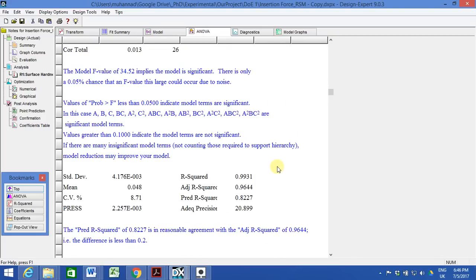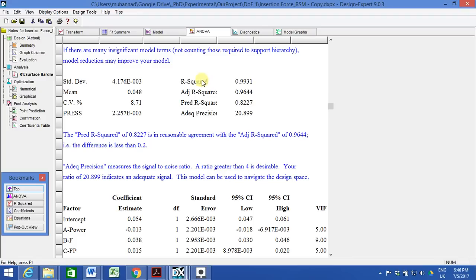Number two to check is the R-square value. The higher the better. The closer to unity, the better. Here I have 99.31%, which means 99.31% of the data can be explained, analyzed, examined by this model, which is just perfect.